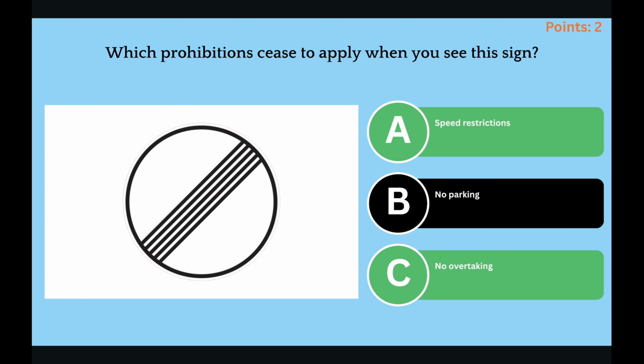Typically, we see this sign on the Autobahn. When you see this sign, it means you are allowed to speed as much as you want and you can overtake any vehicle in front of you. However, be careful. The recommended speed limit on the Autobahn in Germany is 130 km per hour. Although you are allowed to speed as much as you want, in case of an accident, you are to be blamed if you are speeding for more than 130 km per hour.